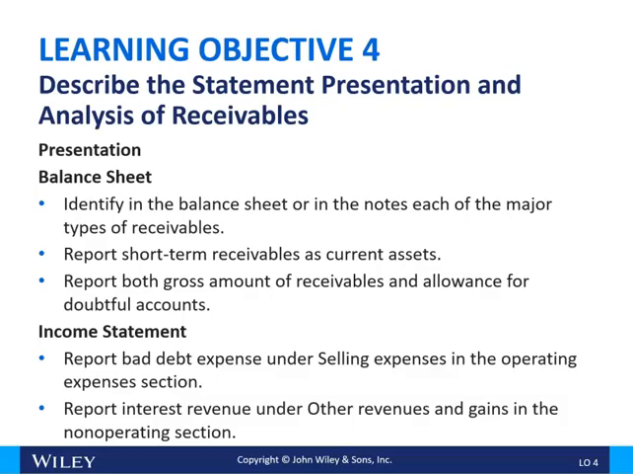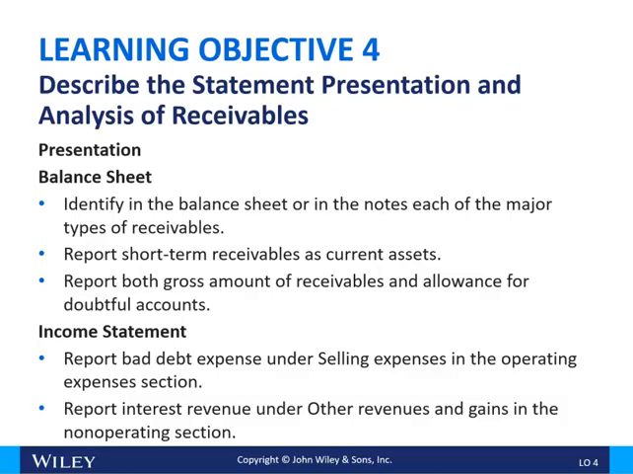Short-term receivables as current assets. Remember, current assets are going to be turned into cash within the operating cycle or 1 year, whichever is longer. So it's 1 year, and report both the gross amount of receivables and the allowance for doubtful accounts. So we have to somehow disclose both of those.